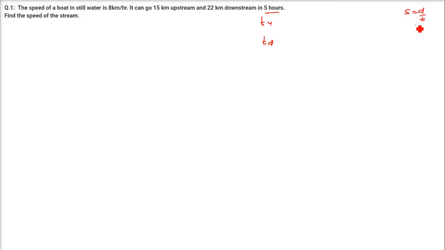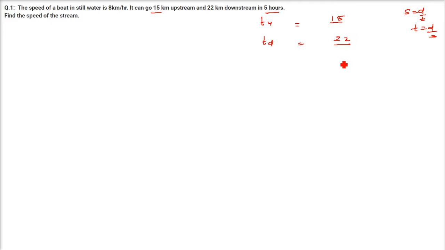Speed equals distance by time, so time will be distance by speed. So in the first case, the distance is 15 km, that is upstream. So it will be 15 kilometers. Second, this is 22 km. Now we know that time is distance by speed. So this is distance, and we have to divide it by speed.